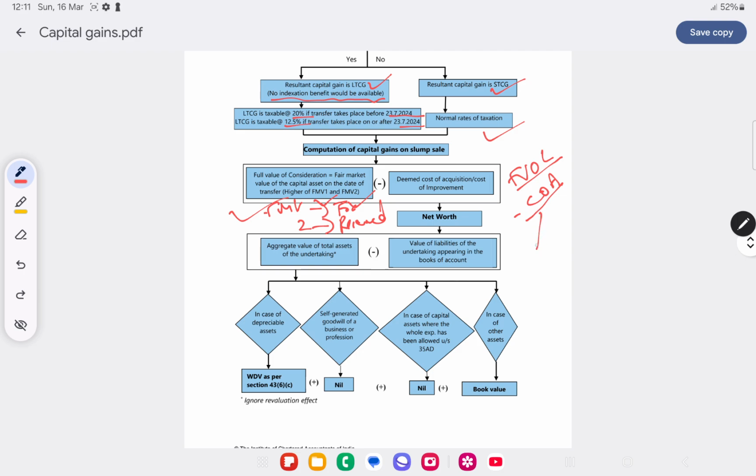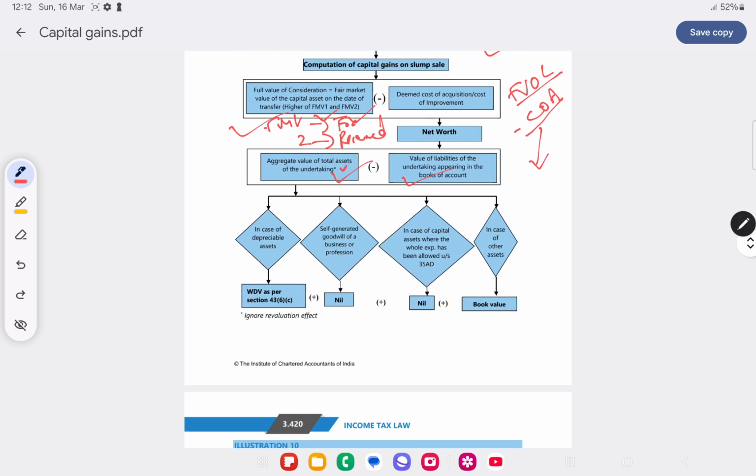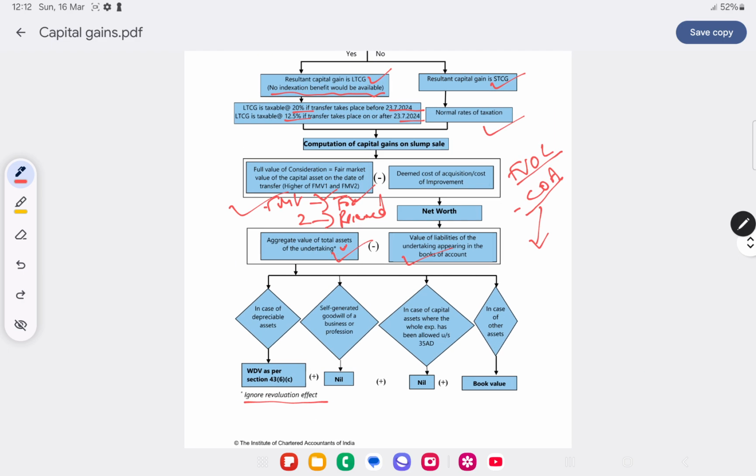Deemed cost of acquisition will be the net worth. Now how to compute net worth? Net worth will be the aggregate value of assets minus the value of liabilities appearing in the books of accounts. If we are taking the assets, should we take them at the revaluation figure or book value? Revaluation effect should be ignored. Now, what all assets will be included in the calculation of total assets? All the assets will be included except self-generated goodwill of a business or profession. Its cost of acquisition we have seen will also be nil, so here also we are not taking it.